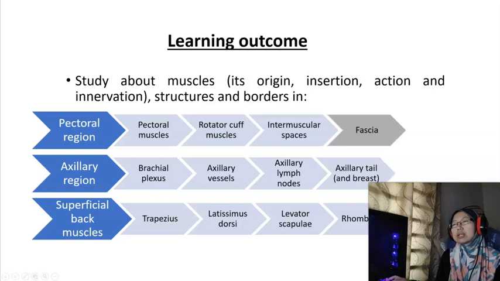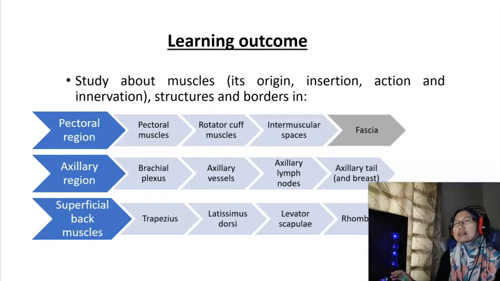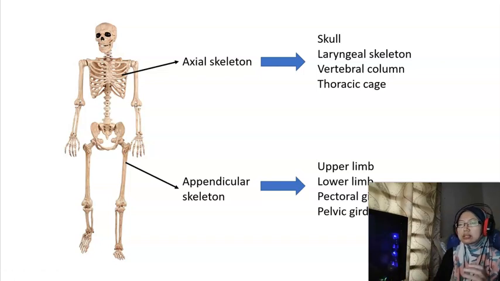Basically, we will learn about the origin, insertion, action, and innervation of pectoral muscle, rotator cuff muscle, and superficial back muscle, which include trapezius, latissimus dorsi, and so on and so forth. And for axillary region, basically more towards the structures and borders of cervico-axillary canal.